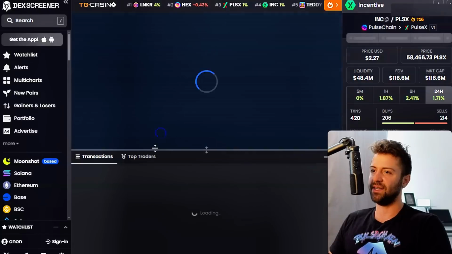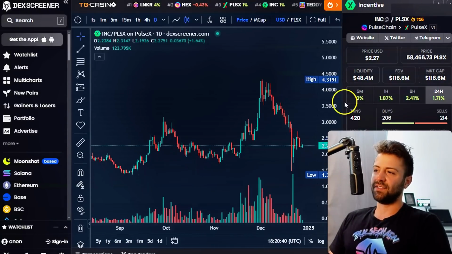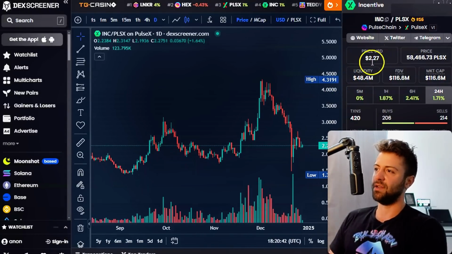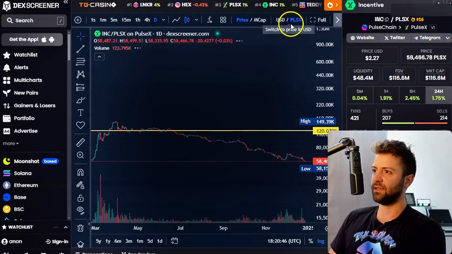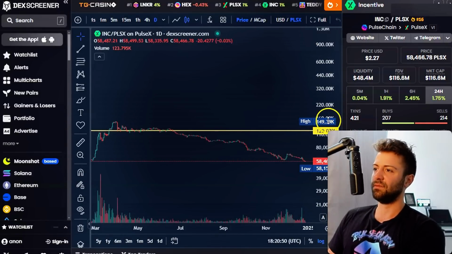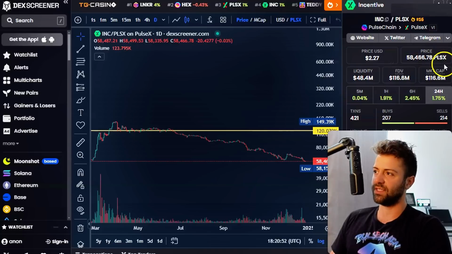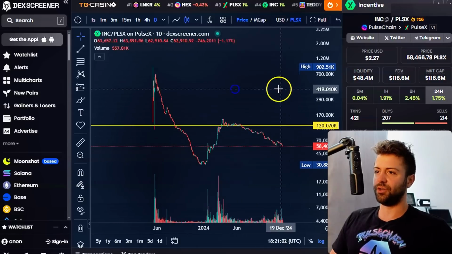Let's also just use INC and PulseX. Okay, INC and PulseX. Like I've said before, we're always defaulted to the price in US dollars on the y-axis, but clicking this up here changes the y-axis, clicking the ratio up here, and now the y-axis is priced in PulseX. So today it's 58,000 PulseX for every one INC token. And this is also a very interesting ratio chart as well.